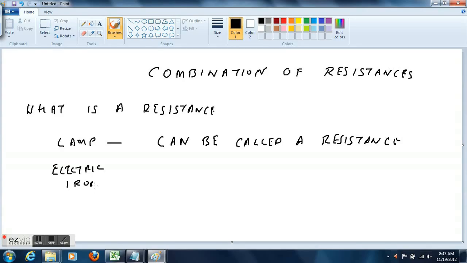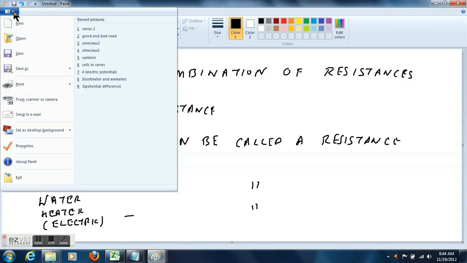Of course, in many electric and electronic circuits, we specifically apply resistances which do not serve any purpose other than providing resistance. You will see a lot of such resistances when you open your radio or your television set. They have specific color codes. But let us first discuss what is now meant by the combination of resistances.